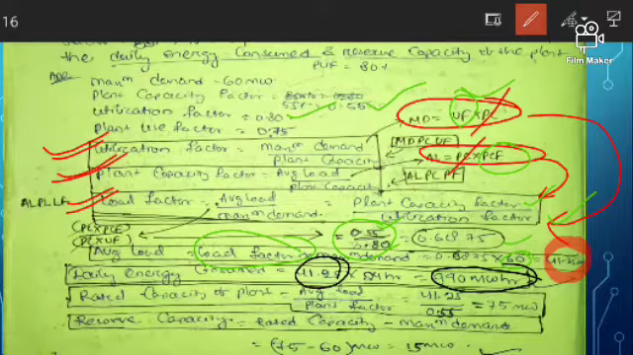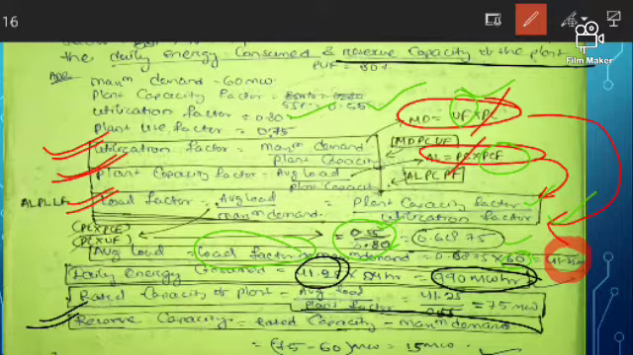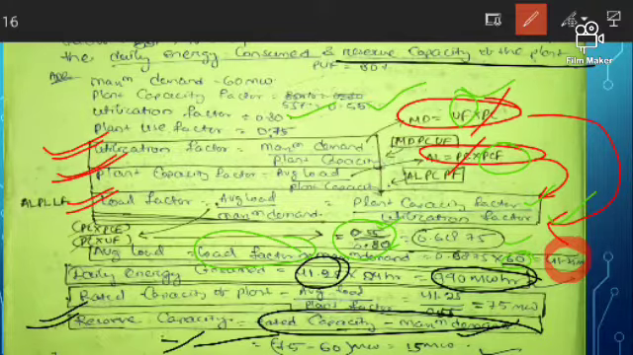Like that, it is asking about finding the reserve capacity of the plant. So reserve capacity is rated capacity minus maximum demand. The maximum demand is given to us, that is 60, and rated capacity is not given to us.